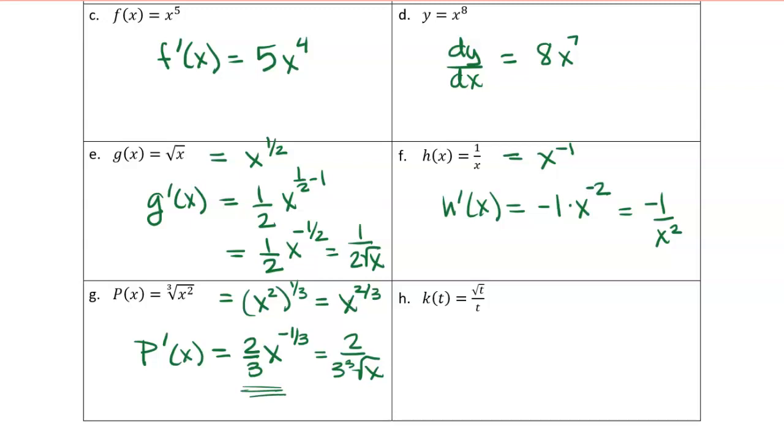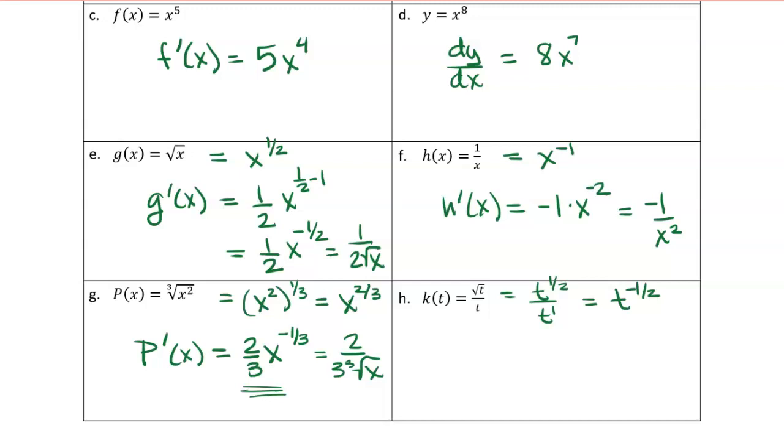All right, we got one more. Again, we have to rewrite it. This is the square root of t, so this is t to the 1/2, and this is essentially t to the 1. And remember, when we have the ratio of two numbers with the same base, we can subtract the exponents, right? So t to the 1/2 minus 1 becomes t to the minus 1/2. Okay, now all I've done right now is just rewritten k of t so that it looks like a power function. I have not taken the derivative yet.